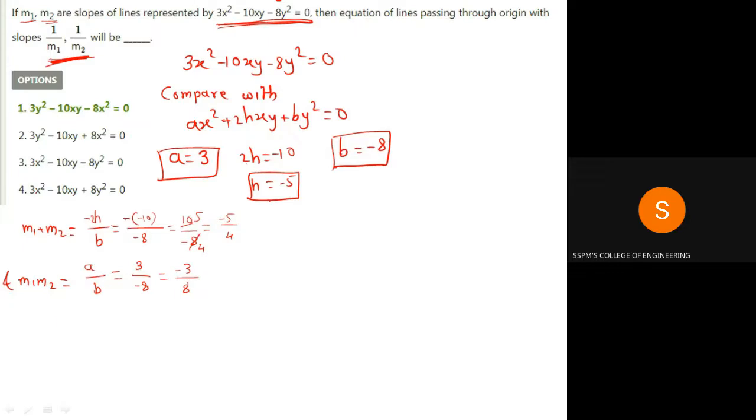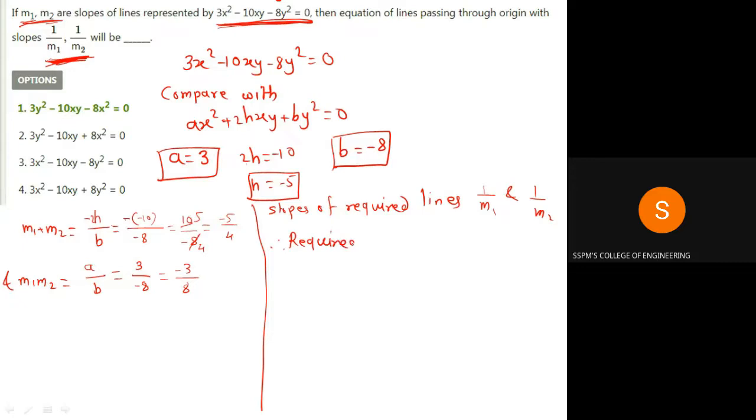So now this part you should remember. What are the slopes? Slopes of the required lines are given here. Okay, these are the slopes of the given lines. This was the given equation of lines, and these were the slopes of the given equation, and we have to find the equation of the pair of lines with these slopes, 1 upon m1 and 1 upon m2. Those are the slopes of the required lines that we are going to find out. Therefore, the required equation will be given as this. Okay, this part you should remember. Required equation is given as this.